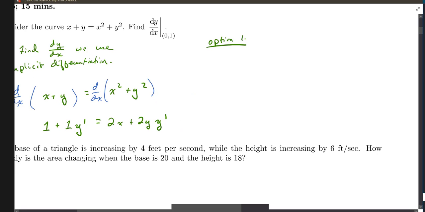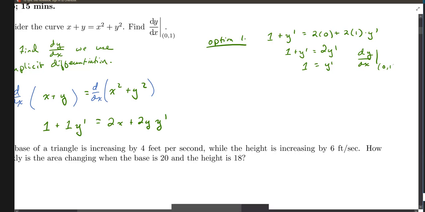So we'll have 1 plus y prime is equal to 2 times 0 plus 2 times 1 times y prime. And when we clean everything up there, we get 1 plus y prime is equal to 2y prime. Okay? And if I subtract over that y prime, I get 1 is equal to y prime. So we would say that dy dx, evaluated at 0, 1, is just 1. Okay? That's option 1. Notice that I never actually solved for y prime.